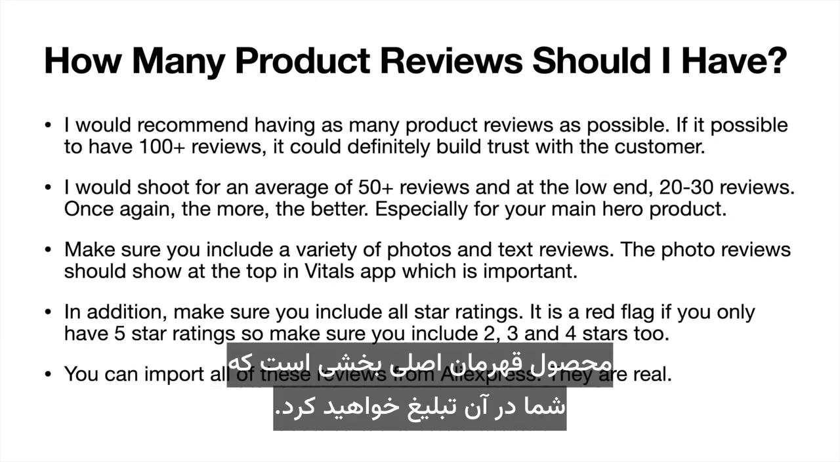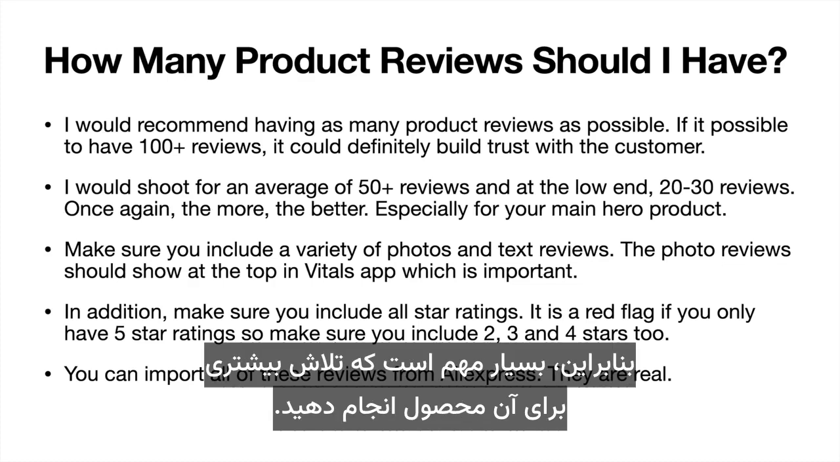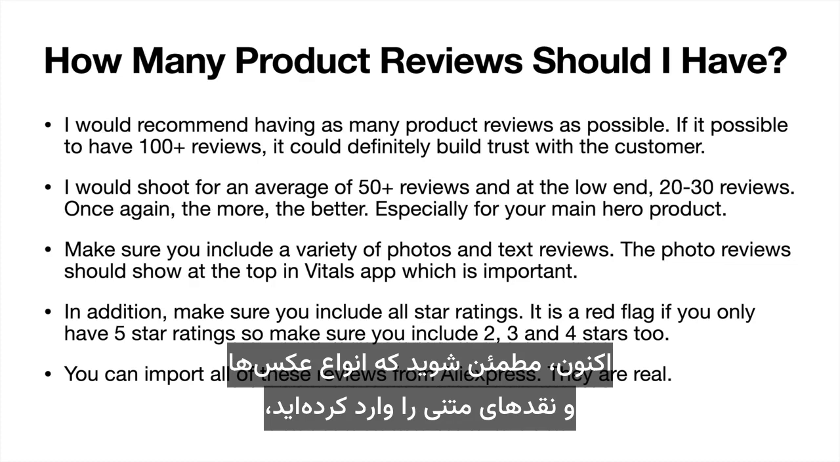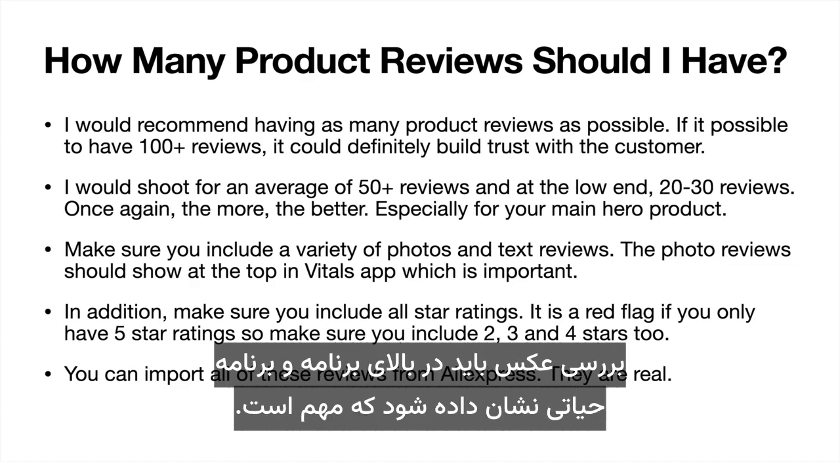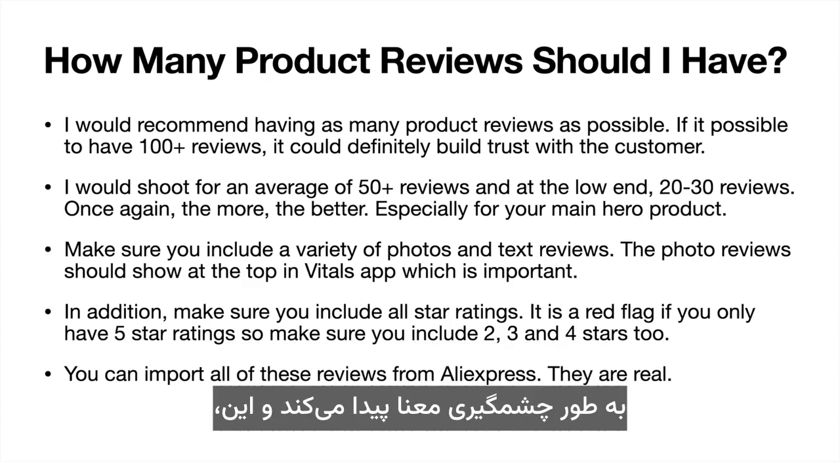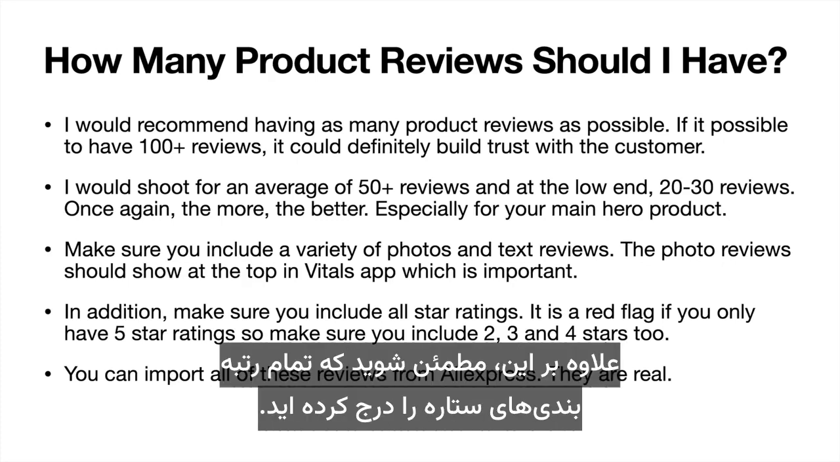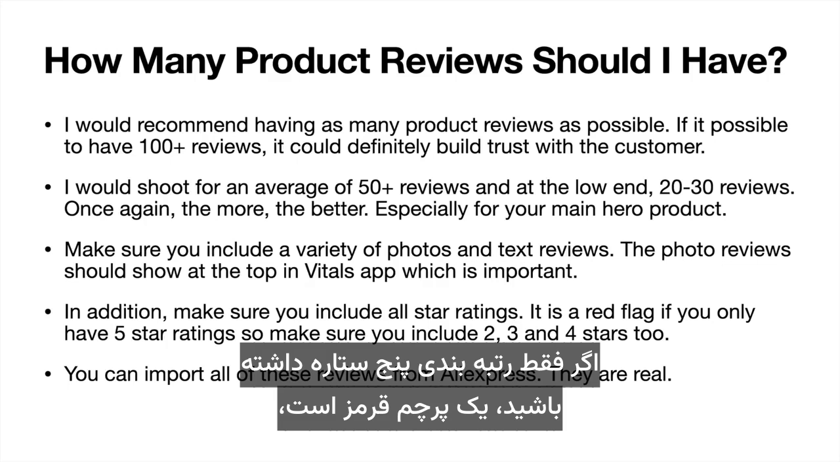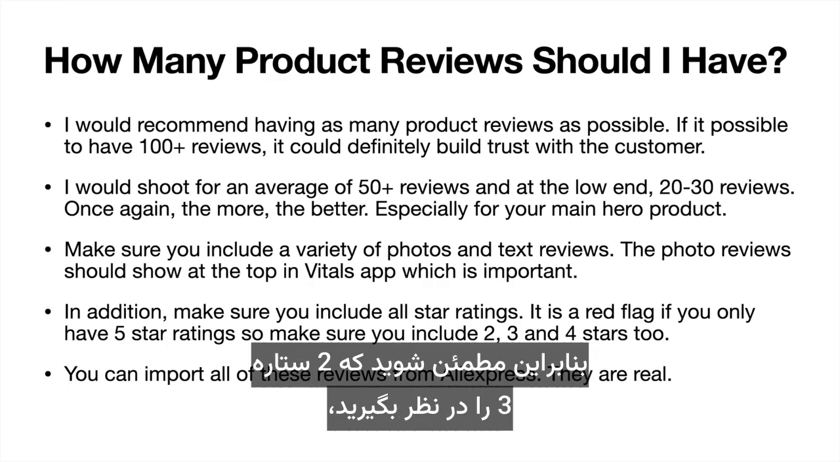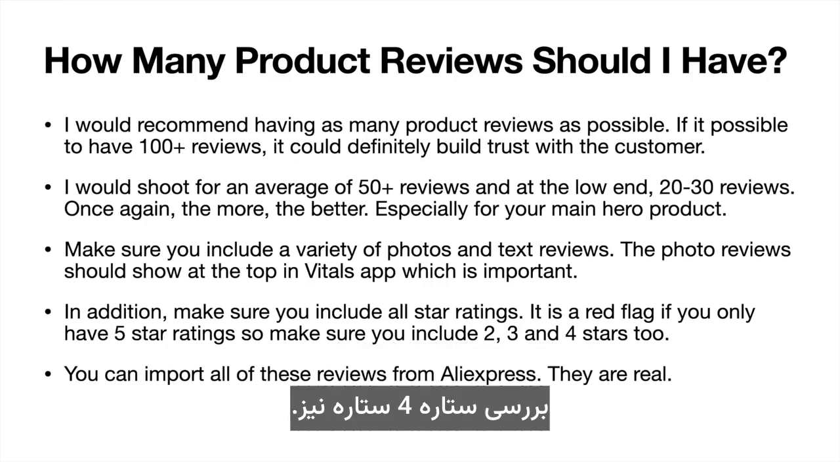The main hero product is the product that you'll be advertising, so it's incredibly important that you put more effort into that product. Now, make sure you include a variety of photos and text reviews. The photo reviews should show at the top in the Vitals app, which is important. Make sure you format the reviews so it grammatically makes sense and is helpful for the buyer. In addition, make sure you include all the star ratings. It is a red flag if you only have 5-star ratings.